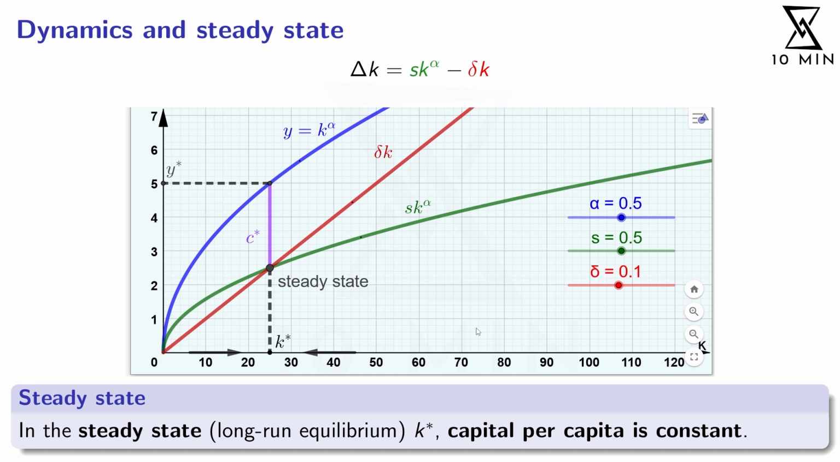Also note that we draw this red depreciation in absolute terms. So in order to find our delta K, our change in the capital stock, we have to take the green line, our savings per capita, and subtract the red line, our depreciation per capita. And the difference between the green and the red line is our delta K. So this difference is telling us by how many units our capital is increasing or decreasing.